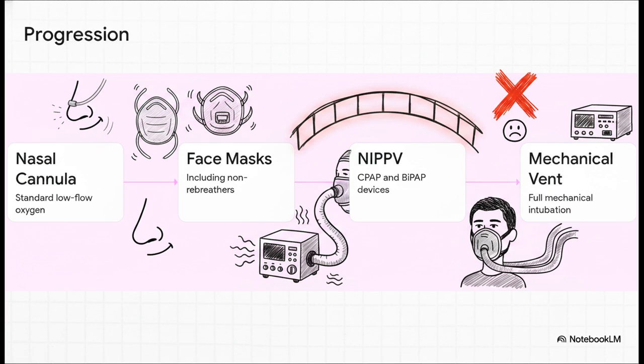We start simple, right? Just a standard nasal cannula. If the patient needs a bit more support, we step up to face masks or non-rebreathers. But what happens when we have to push just a little bit past that point? That's where non-invasive positive pressure ventilation comes in, which includes both CPAP and BiPAP. It's our critical stepping stone, the final, vital bridge we cross right before we have to resort to full mechanical ventilation and a breathing tube.